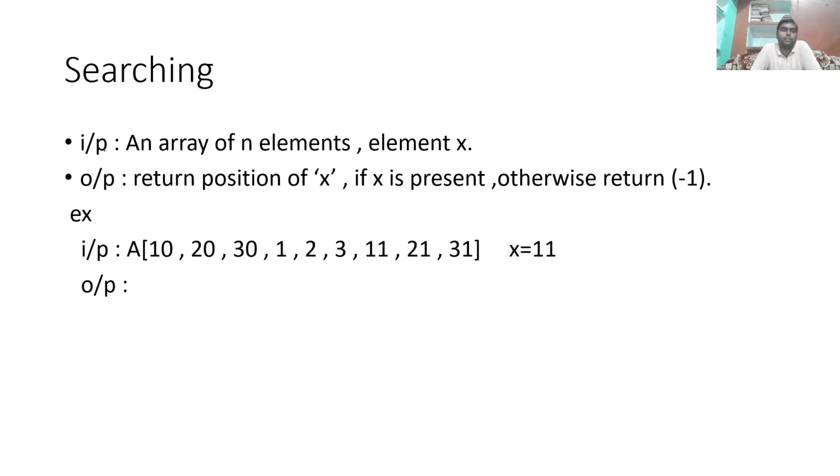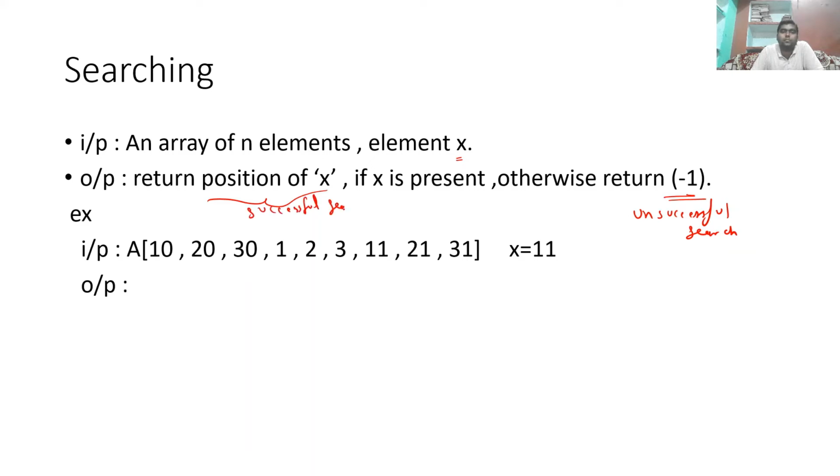So understand very carefully. The input is an array of n elements and an element x that is to be searched. The output is: return the position of x if x is present, otherwise return -1. So -1 means it is an unsuccessful search, and this is a successful search.